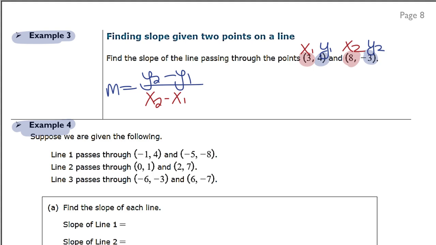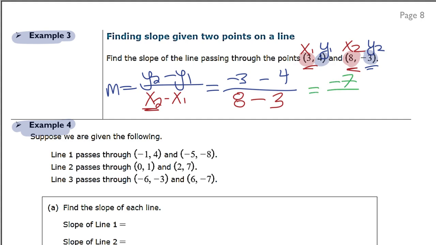Again, this is just a substitution problem. So the first one, what is y2? Well, y2 is right there, so I'm going to plug in negative 3, because again, I'm doing y2. So I'm starting with the y2, which is negative 3. I'm going to subtract this y1, which is in fact 4. And then I'm going to go to x2, which is right here, which is 8, and I'm going to subtract this one, which is 3. If we simplify that, we get negative 7 on the numerator on top, and then positive 5 on the bottom, which is as simple as it gets: negative 7 over 5 as our slope.